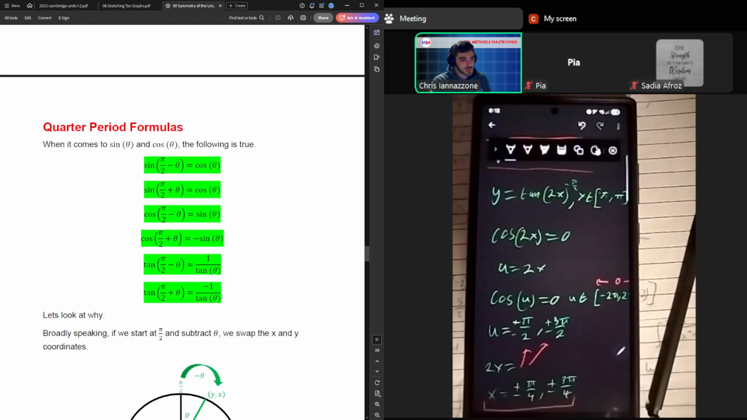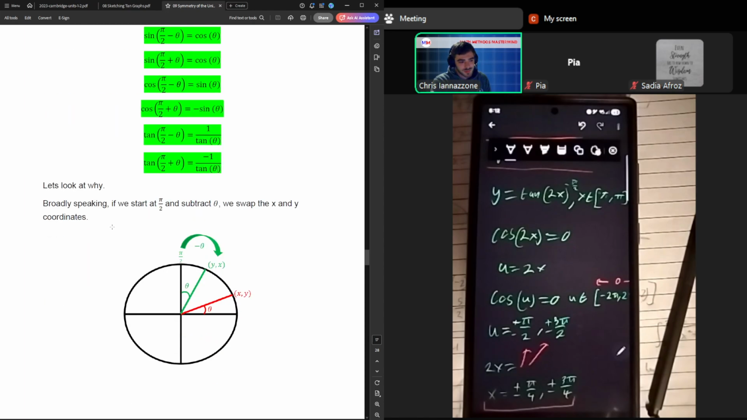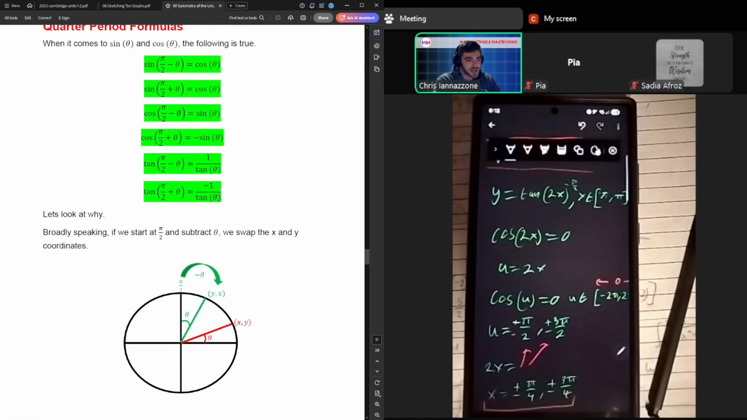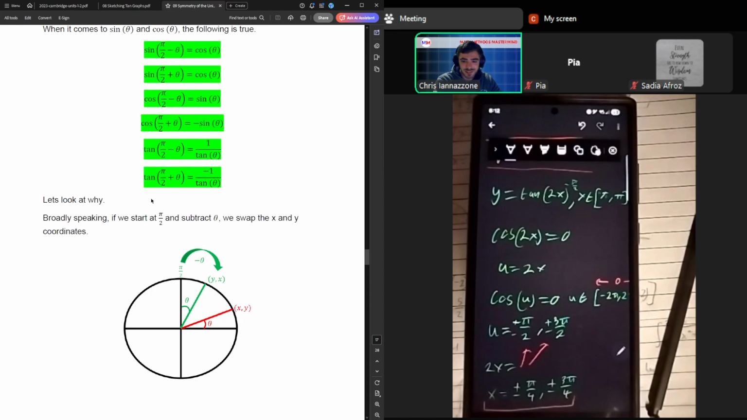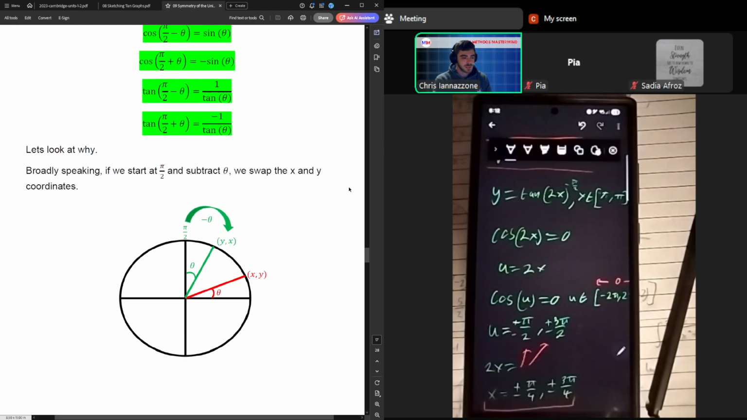Next up, quarter period formulas. There's a whole bunch of them. Again, you don't have to memorize all this. You just have to know this overall technique. Okay, so this is when you have pi over 2 plus or minus theta.